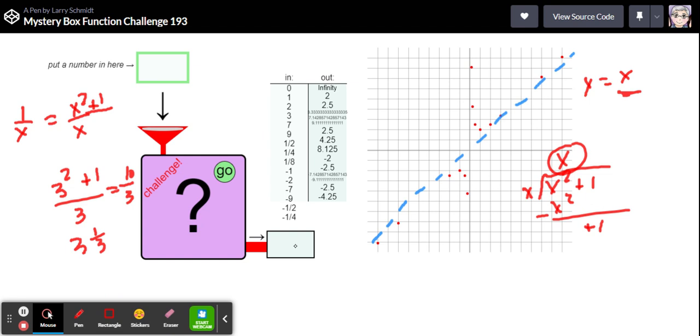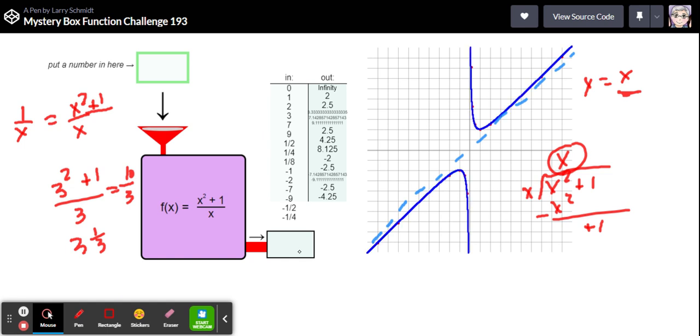Let's take a look. Yeah, there it is, x squared plus 1 over x, and let's graph it as well. Pretty interesting looking graph. You get these two arms, but approaching asymptotes that are vertical and slant.